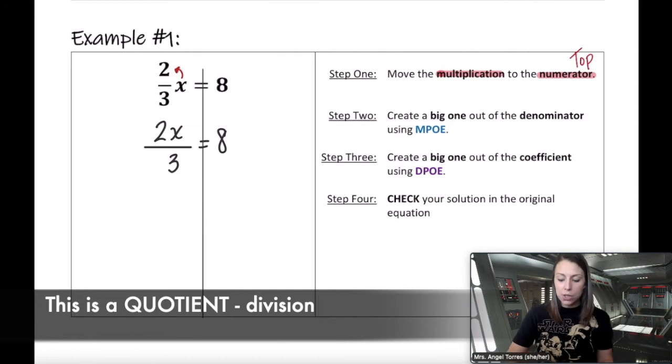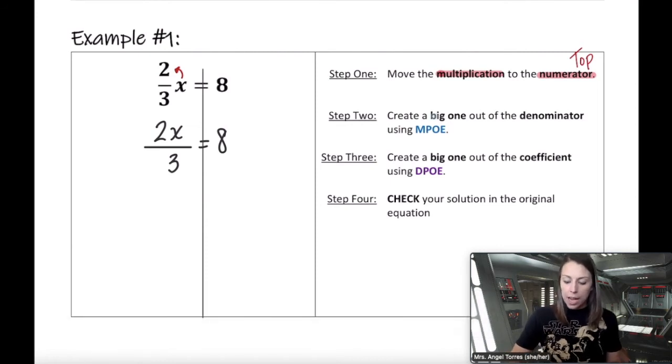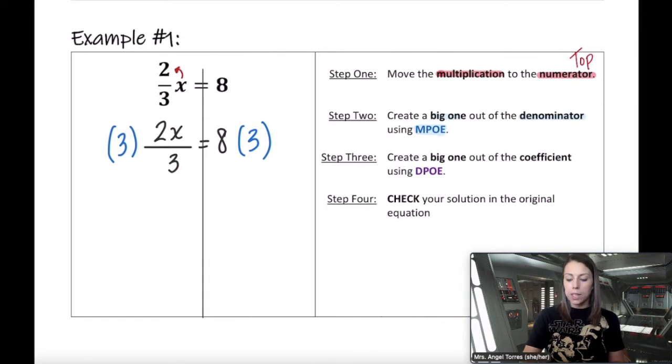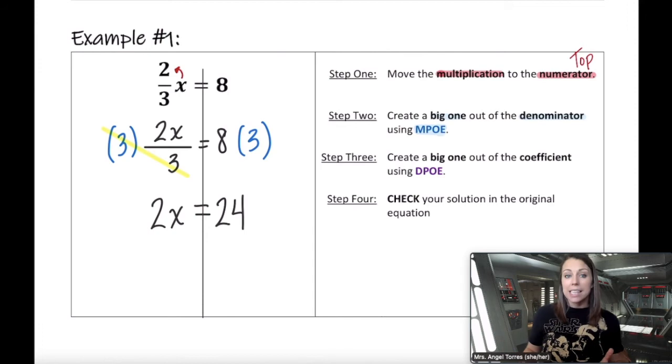And that brings us to step 2. We're going to create a big 1 out of the denominator now using EMPO. We've done this many times before. To solve an equation that has division, we are going to multiply. Since I'm dividing by 3, I'm going to use EMPO with 3 and multiply 3 on both sides. 3 divided by 3 creates that big 1, and my new equation is 2x equals 24. By doing this, I have now eliminated the fraction, and I just have a very simple one-step equation left over.